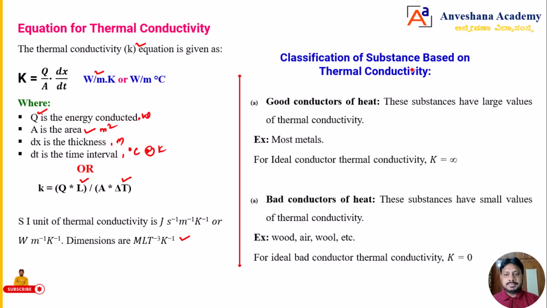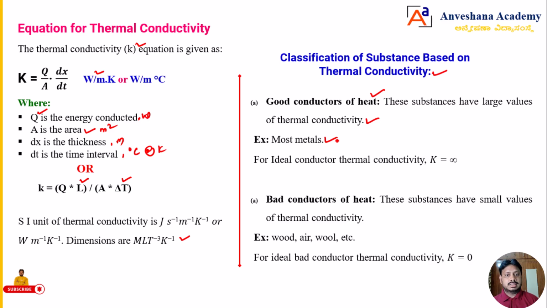Now, classification of substances based on thermal conductivity. Based upon thermal conductivity, we have two important classifications of substances. One is good conductors of heat. What are good conductors of heat? These substances have large values of thermal conductivity. So the materials or substances which have more thermal conductivity we call good conductors of heat, or good thermal conductors. Most of them, all metals, are good thermal conductors.